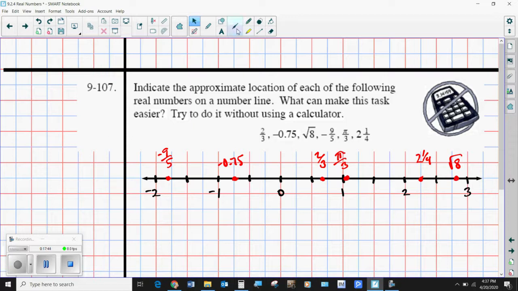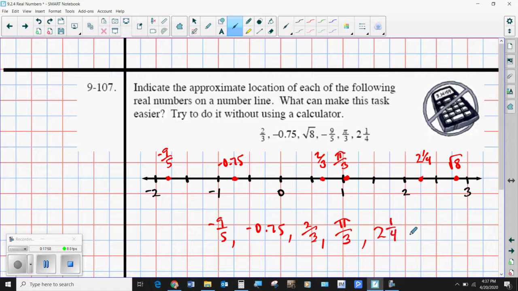So now our final order is 9/5, negative 0.75, 2/3, pi over 3, 2 1/4, and finally the square root of 8. Okay.